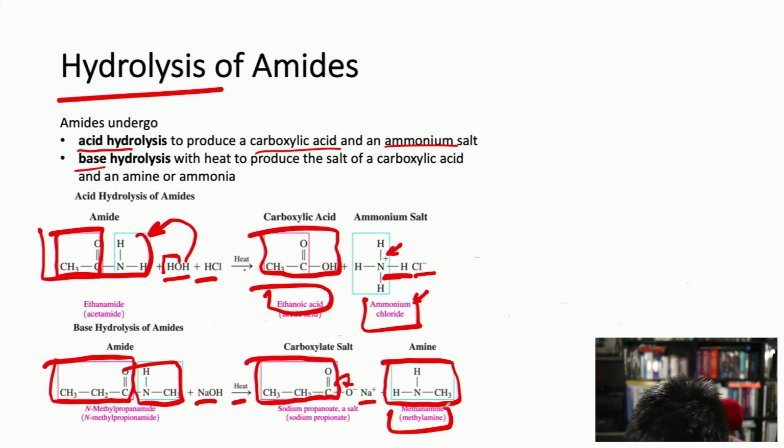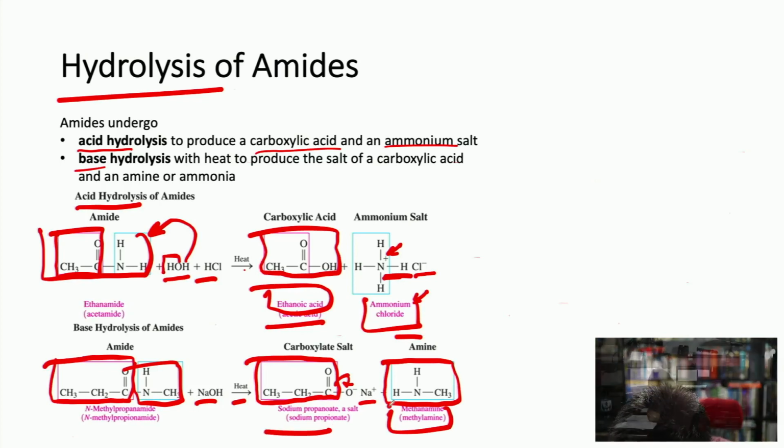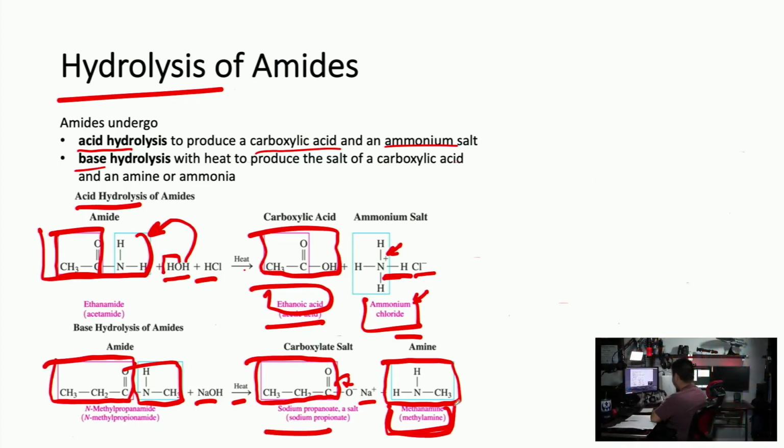So the difference here is that in an acid hydrolysis, we end up with the carboxylic acid and an ammonium salt, whereas it's reversed when you do a base hydrolysis, because here we end up with the carboxylic acid salt and an amine, right? So let's do a quick example.